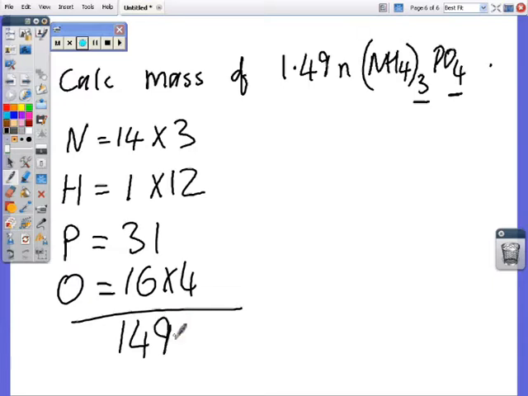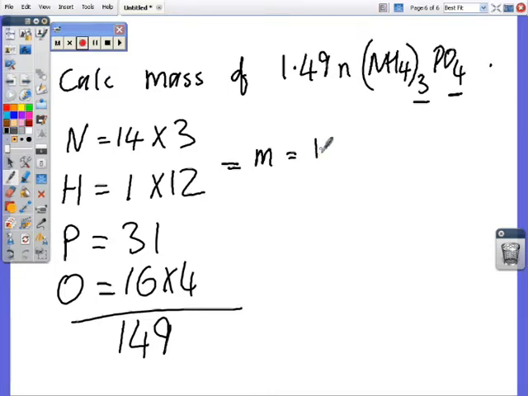And that gives us a total MR, if you can't remember from the previous video, of 149. So again we have our equation. If you remember, we have to change the subject of the equation from the previous time to make it mass. Mass equals number of moles multiplied by MR.